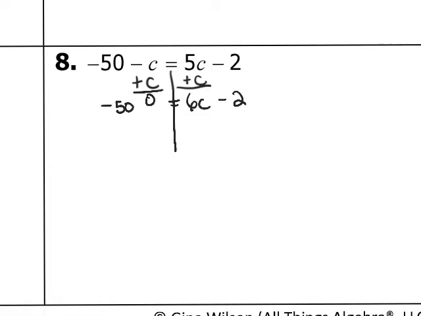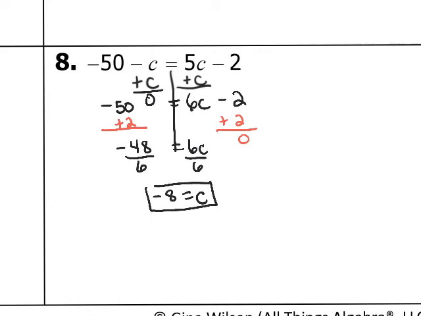Now, were you able to get the unit tiles on the other side? Add 2. I now have 0 on this side, and I have negative 48 on this side. I was in debt $50. I paid 2 of it off. I now have 48 in debt still to pay off. I'm going to take that pile of negative 48, I'm going to divide it into 6 groups.